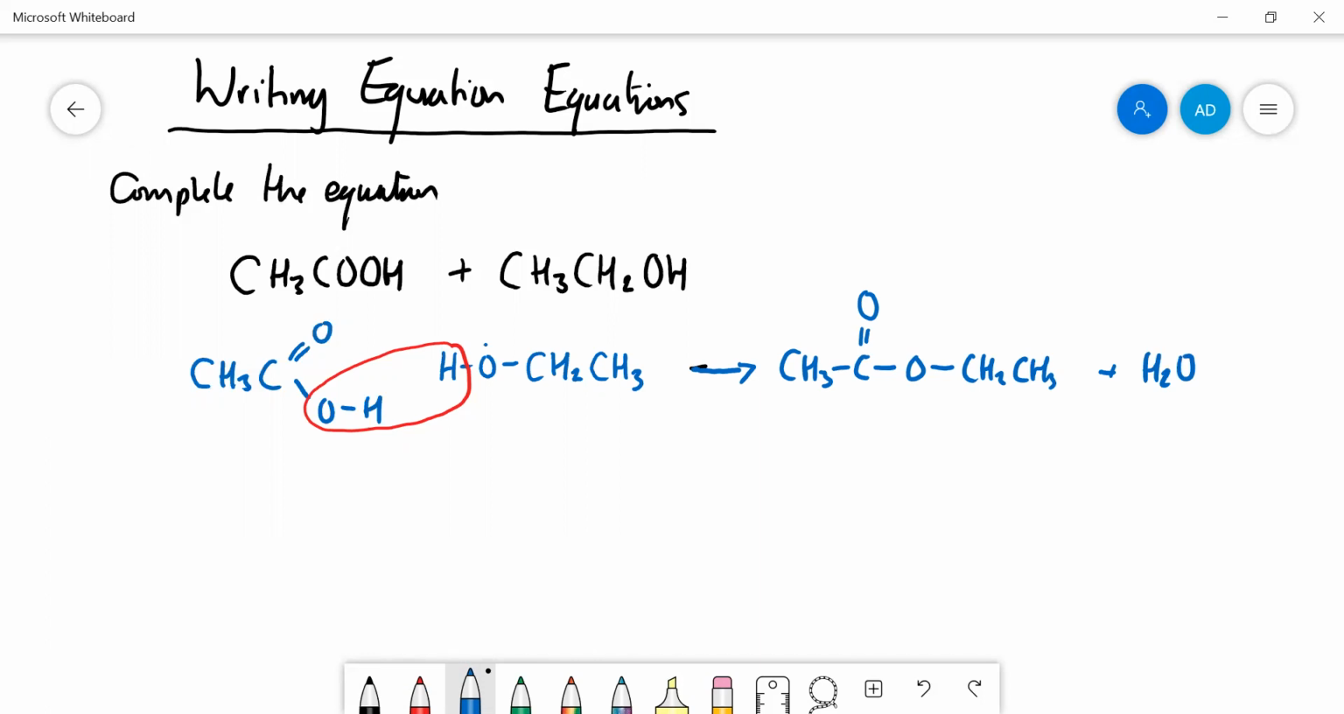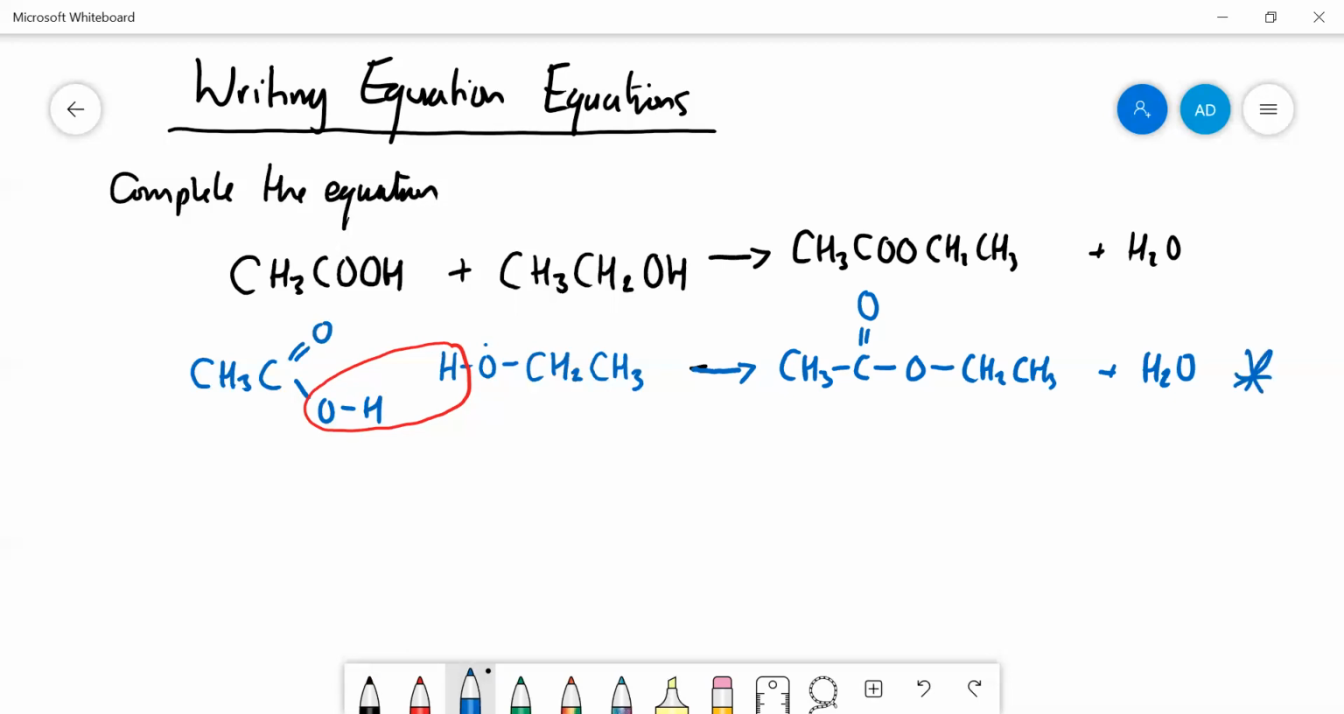Okay. Now you shouldn't really write it out like that. You should write it out, so I'm going to write it down at the top. So how would you write this formula down? You write down CH3COOCH2CH3, to write it all on one line, and H2O.